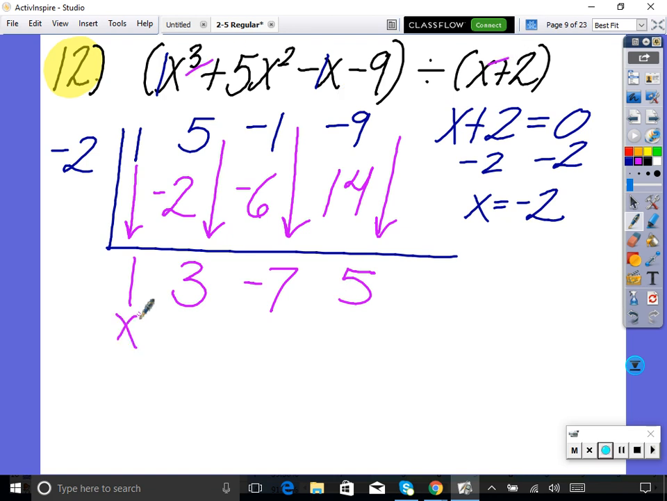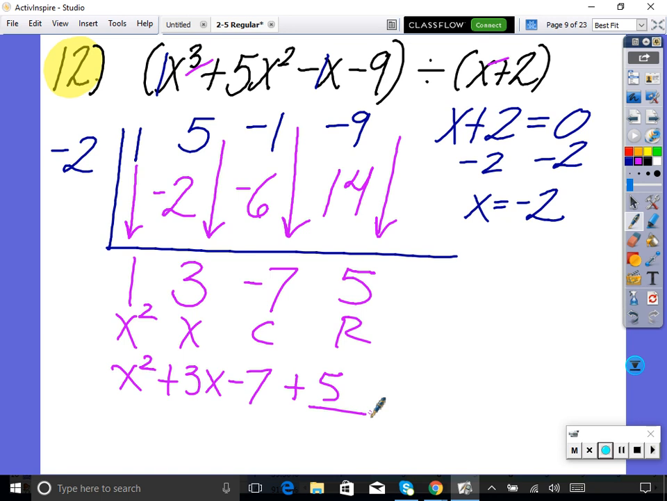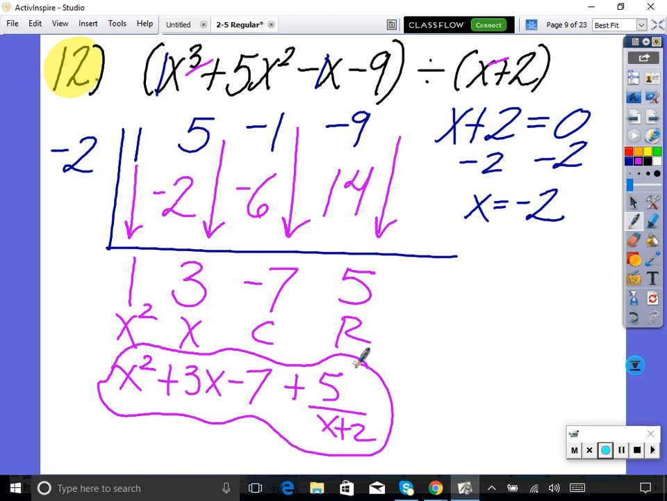Now, once again, you took degree 3 divided by degree 1, giving me degree 2. So x squared, x, constant, remainder. Our new polynomial is x squared plus 3x minus 7. Our remainder is 5. We'd say plus 5 when we divided by x plus 2. There's my answer. Way quicker than long division, wasn't it?